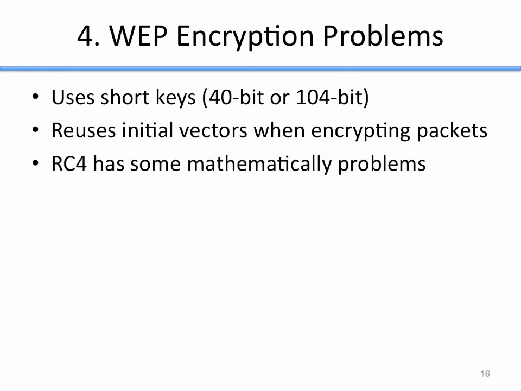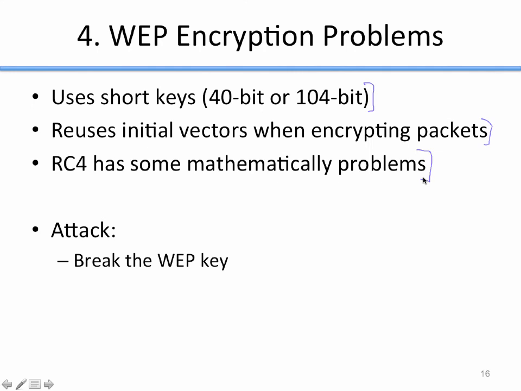Additionally, just to add to it, RC4 also has some mathematical problems. So WEP's got a lot of things going against it. First, it used short keys, which was a design mistake. Then it reuses initial vectors, which was an implementation mistake. And then the algorithm that it uses has mathematical problems, which is a fundamental mistake. So it's got three different types of security issues, all wrapped up in one security protocol called WEP.